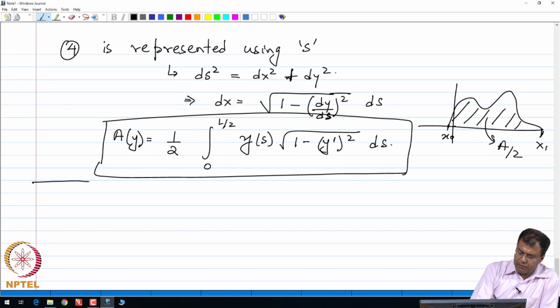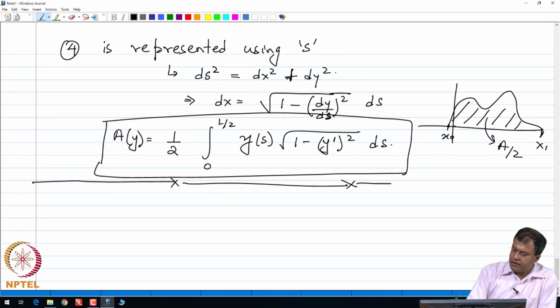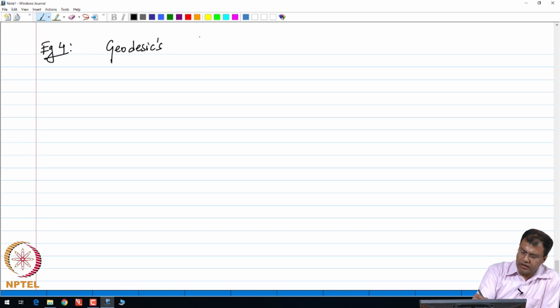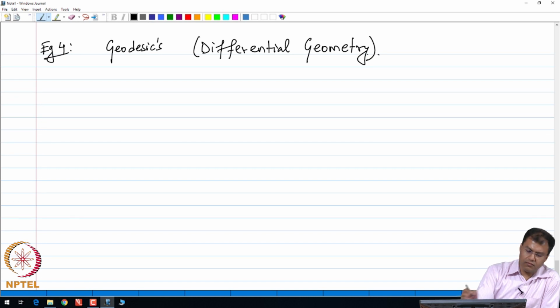So, then another problem that I want to describe in this lecture is the problem of geodesics. Okay. So, this is a problem which is widespread in the area of differential geometry. Right. So, the problem is as follows.